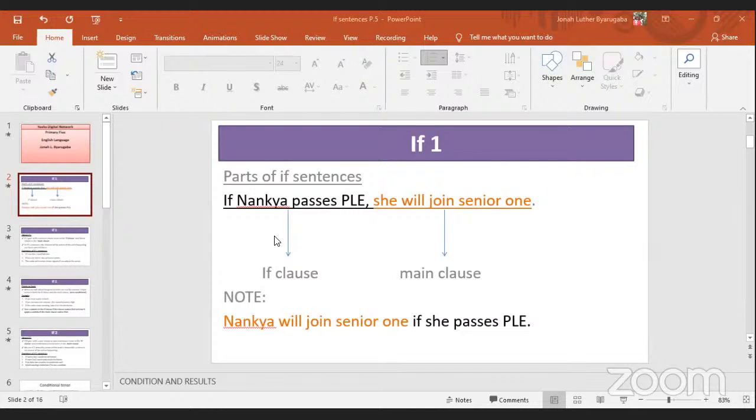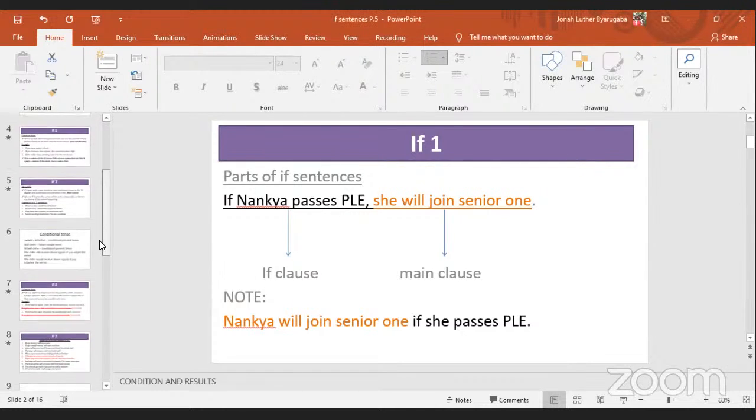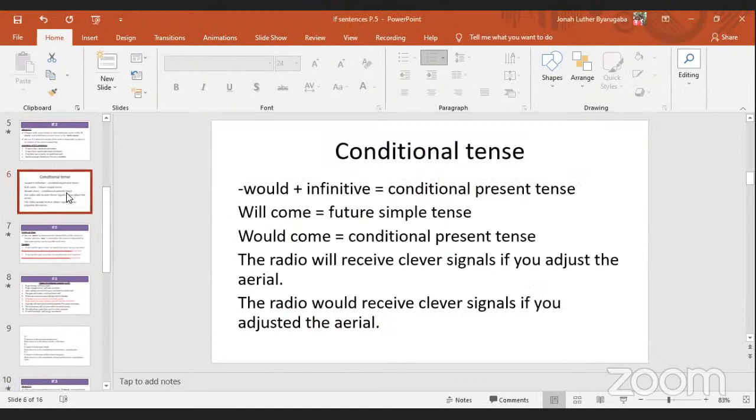So when they ask you to express this sentence in if three, the first step is to express the if clause in the past perfect tense. Is that clear? Yes.